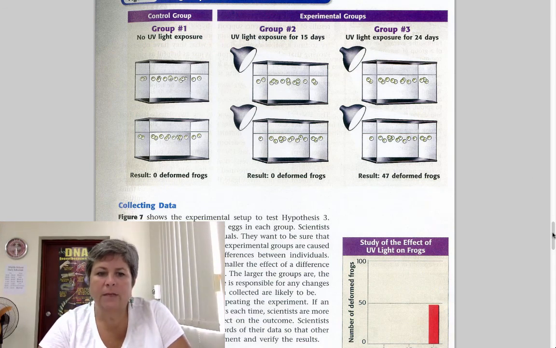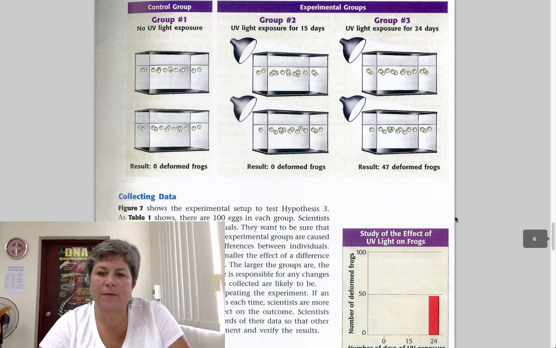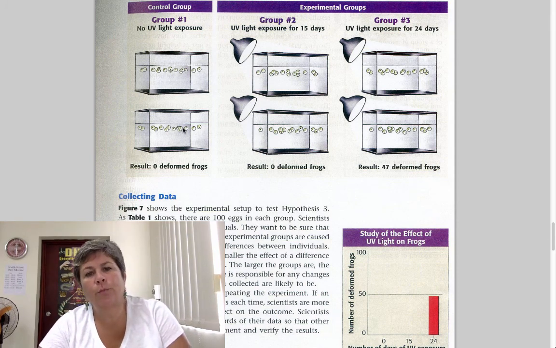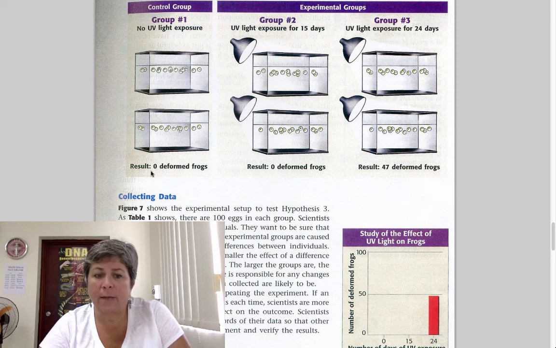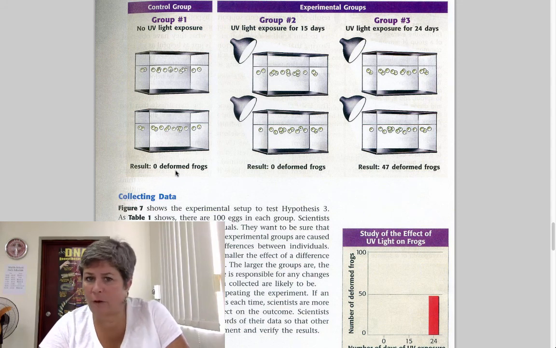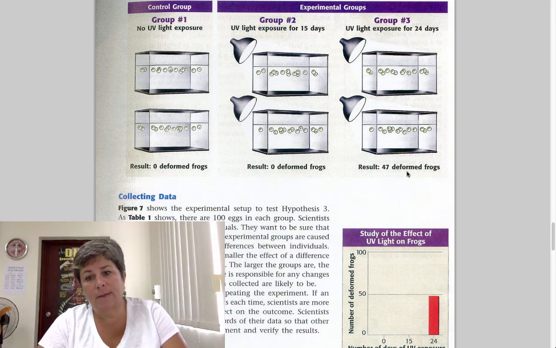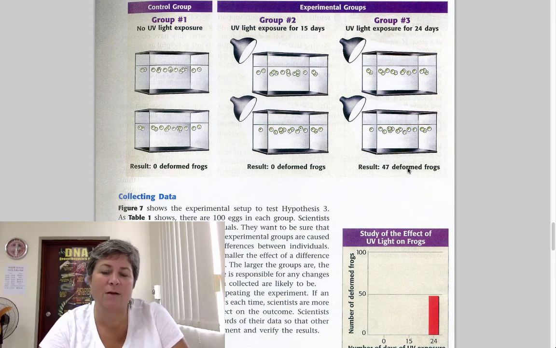Right? All right, so they actually have their information here, their data. So group 1, the control group that had no exposure to UV light, ended up with 0 deformed frogs, no freaky frogs in that bunch. Okay, and then in group 2, those that were exposed for 15 days, no freaky frogs. So good so far, right? And then group 3, those eggs were exposed for 24 days. Well, look here, they ended up with 47 freaky frogs. That's quite a lot. So 47 out of 100, right?